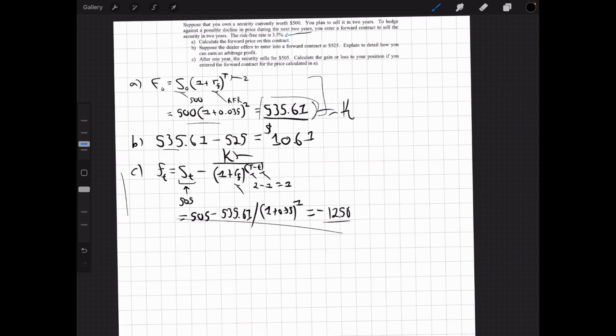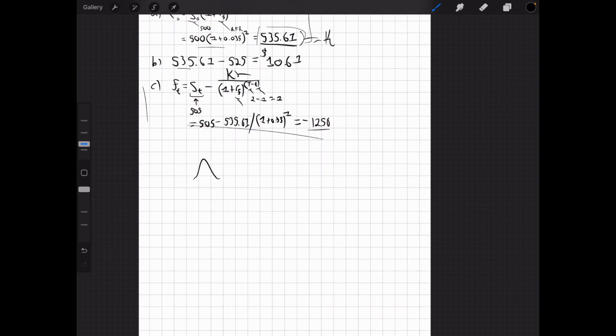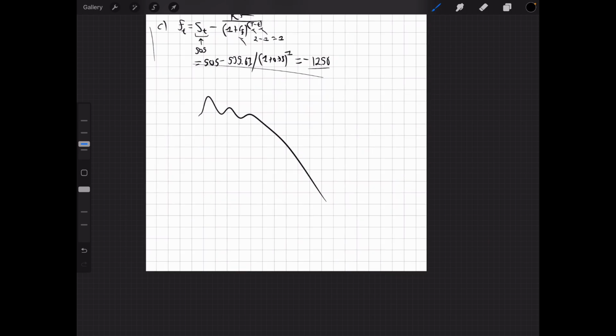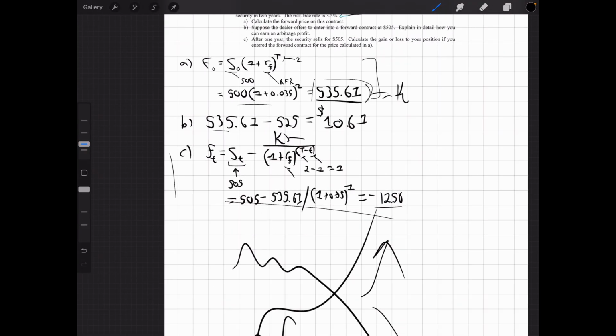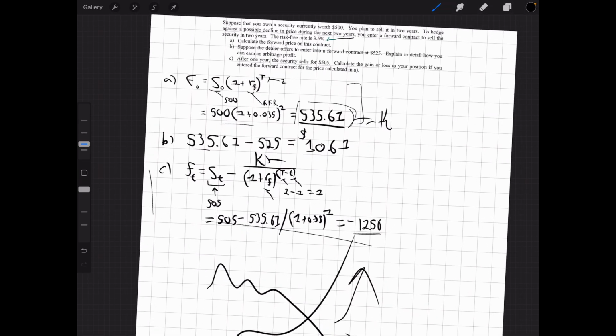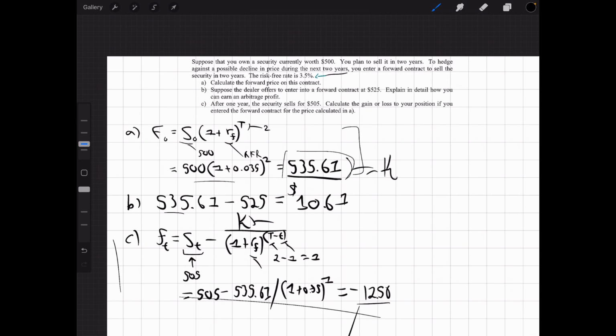So essentially, if you're shorting a stock, you're betting that it's going to go down. And if you're longing a stock, you're betting that it's going to go up. Okay? All right? Do you get it? Yeah. All right. Well, that's that question done.